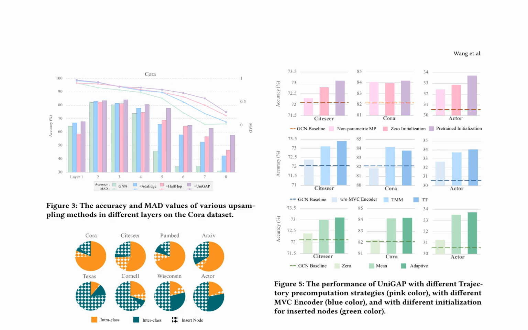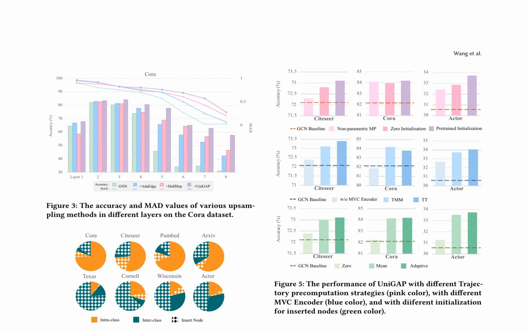In the ablation study, the authors explore three strategies for instantiating the trajectory precomputation module: zero initialization, nonparametric message passing, and pre-trained GNN. Pre-trained GNN consistently outperforms both zero initialization and nonparametric message passing, likely due to its ability to learn unique information from the graph.